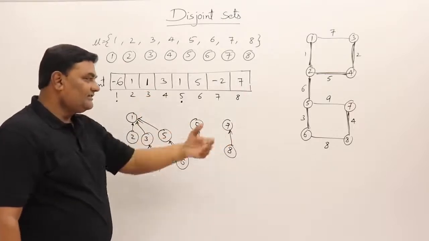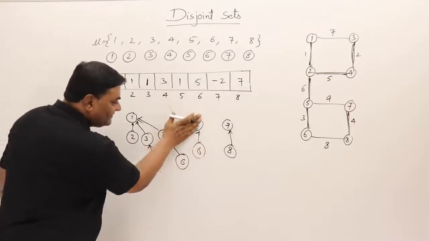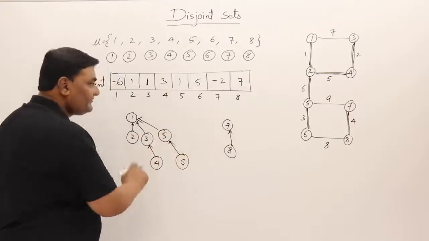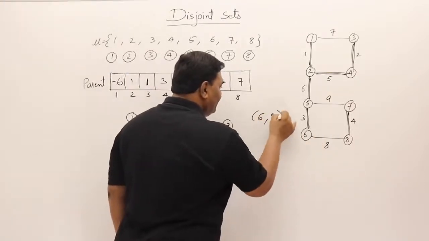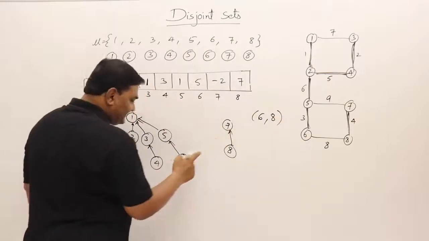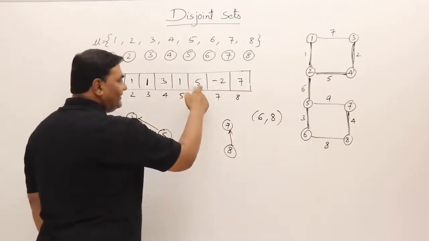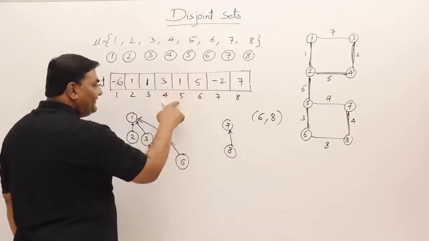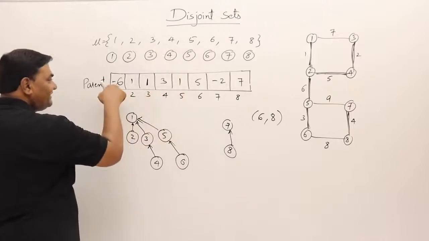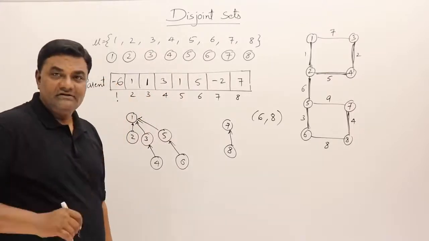I can continue like this. Okay, let me quickly finish the rest of them also. But here 5, 6 is gone. It is coming under this one. Now let us take the next edge, 6, 8. Find 6. 6's parent is 5, 5's parent is 1. So go here in the array. 6's parent is 5, 5's parent is 1, and 1's parent, that's 1 itself, is the parent. So 1 is the parent of 6.